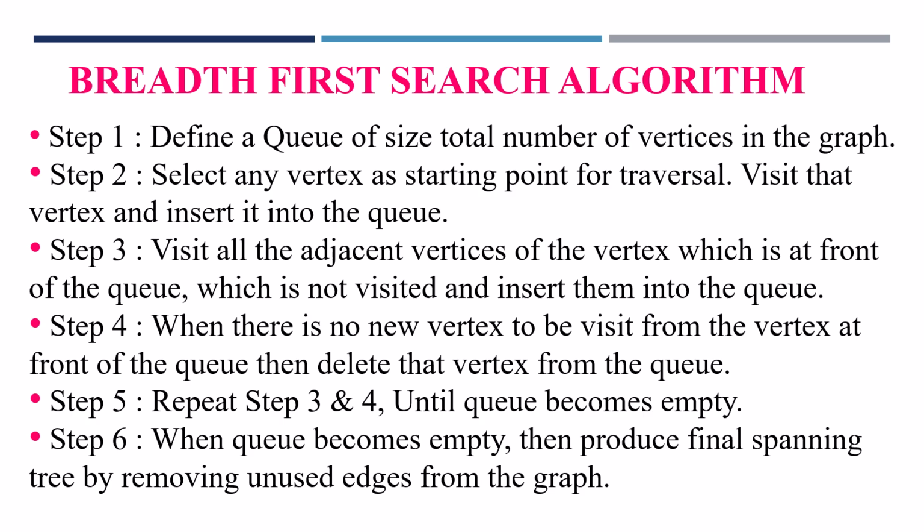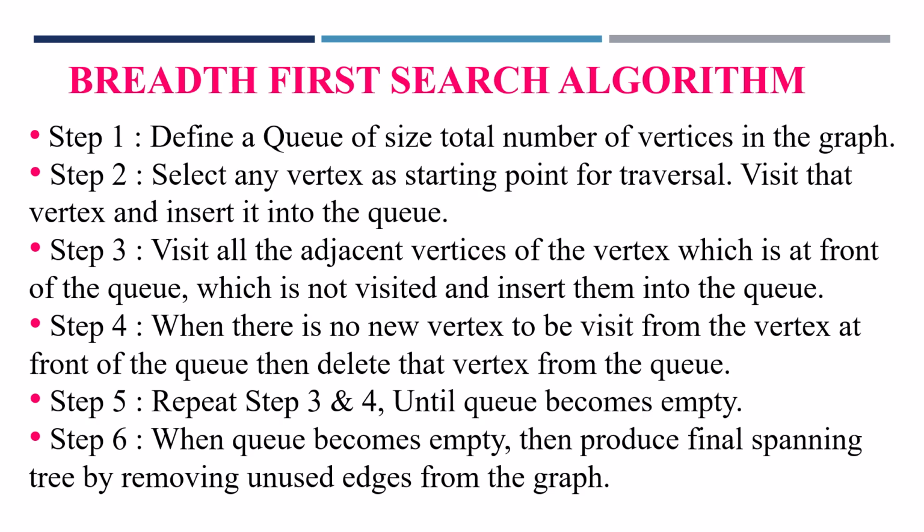Then we look at the vertex at the front of the queue. We visit all its neighbors that have not been visited yet, mark them as visited, and then add them to the queue. If there are no more new neighbors to visit from that front vertex, we remove it from the queue. We keep repeating this process, visiting neighbors and removing visited nodes until the queue is empty.